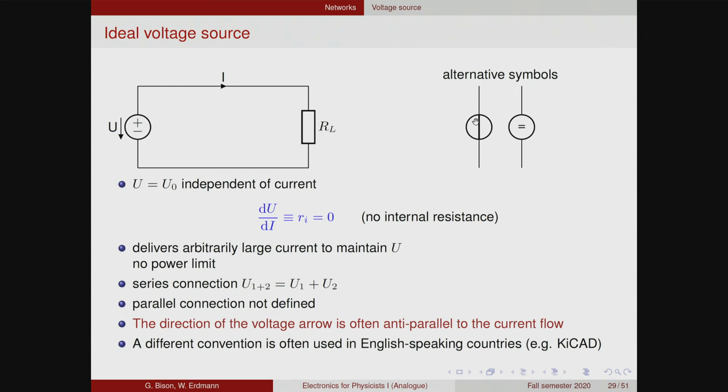There are also alternative symbols. For example, this equal sign here means that it's a DC source, so a constant voltage or current.